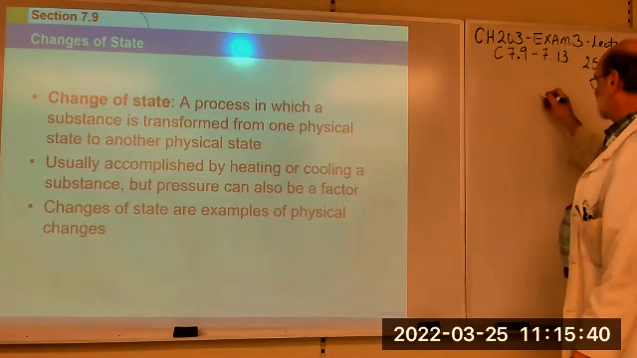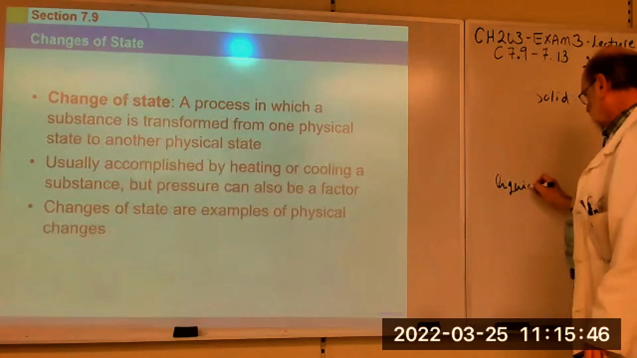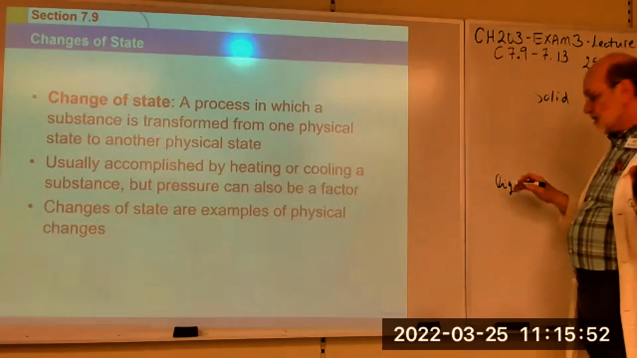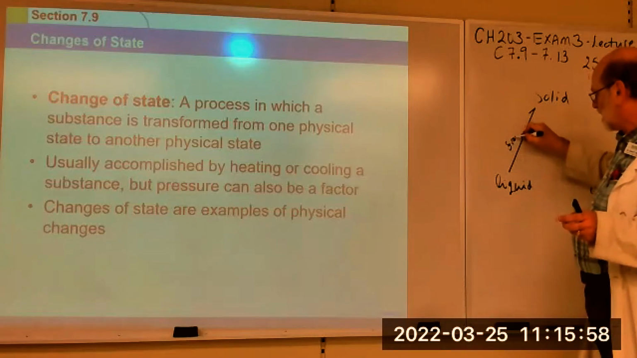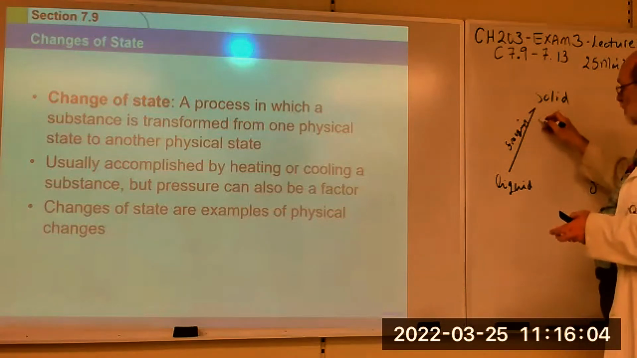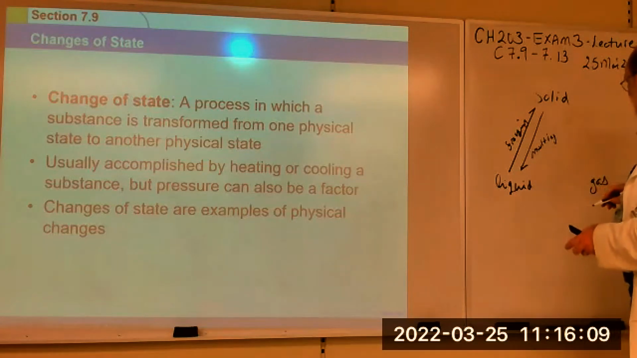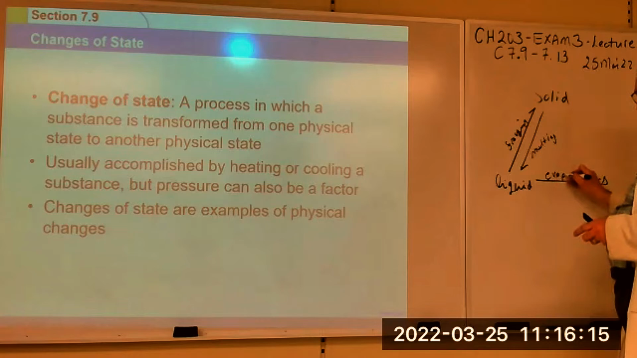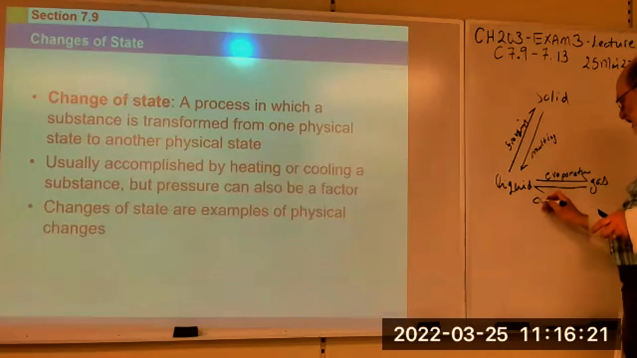Let's put it this way. If this is a solid, this is a liquid, this is a gas, any given substance could go from a liquid to a solid. This we typically say is freezing or solidifying. And if it went back the other direction, we'd say it's melting, right? If it went from a liquid to a gas, we'd say that's evaporation. Or if it went from a gas to a liquid, that's condensation.